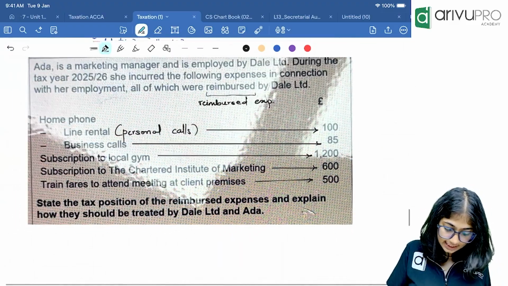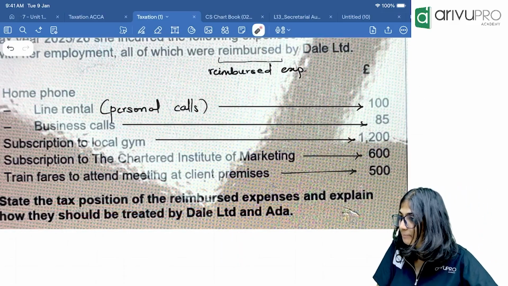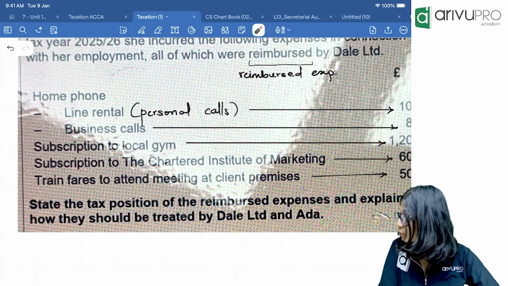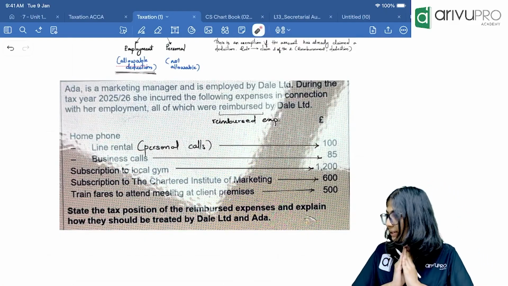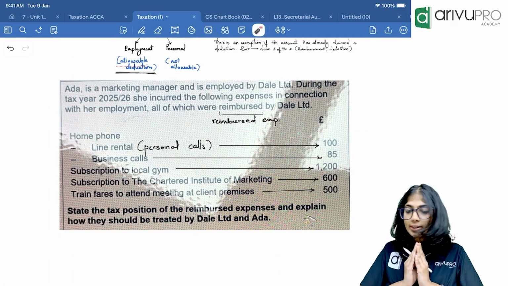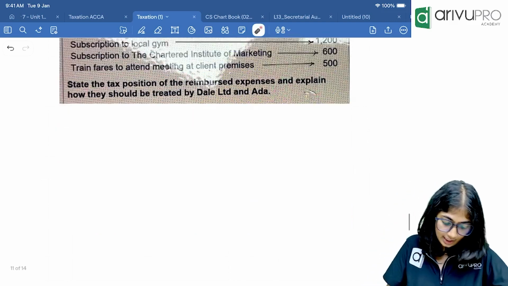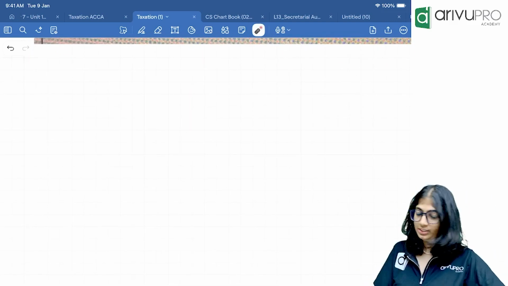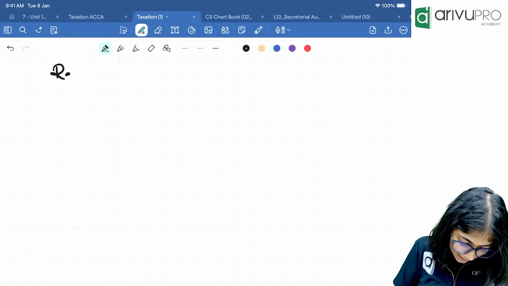Now what are they asking? They are asking what is the tax position of the reimbursed expenses. How should you treat this? Now, here's the thing when it comes to reimbursement expenses and allowable deductions: you will face something called double deduction. Here's the thing. You're getting reimbursed for something.